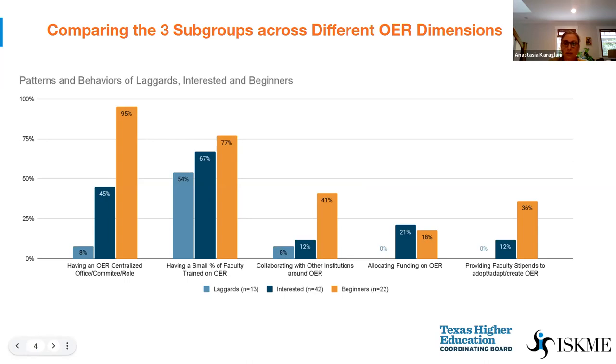As you can see, more advanced institutions were more likely to have a centralized office, committee, or role overseeing OER, were more likely to have trained at least a small percentage of their faculty in OER, were more likely to have been involved in collaborations with other institutions, to have allocated funding, and to offer stipends to their faculty as incentives for creating and adopting OER.